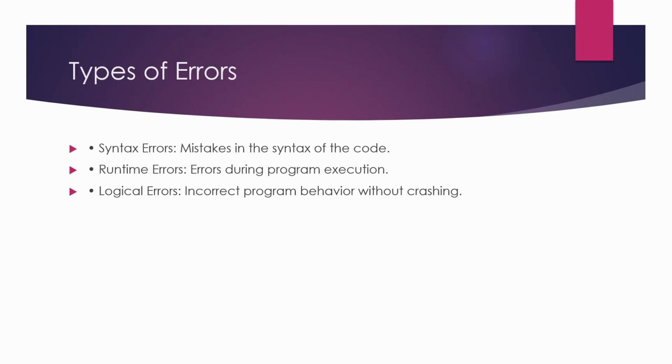Errors can be categorized into three main types: syntax errors, runtime errors, and logical errors. Syntax errors occur when the code does not follow the correct language rules, such as missing semicolons or misspelled keywords. These errors prevent the program from compiling. Runtime errors occur during the program's execution, like division by zero or null pointer exceptions. These errors cause the program to crash if not handled properly. Finally, logical errors do not stop the program but result in incorrect behavior, like producing wrong output due to a flawed algorithm or condition.